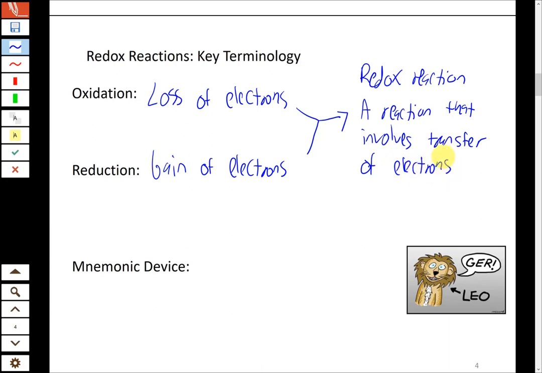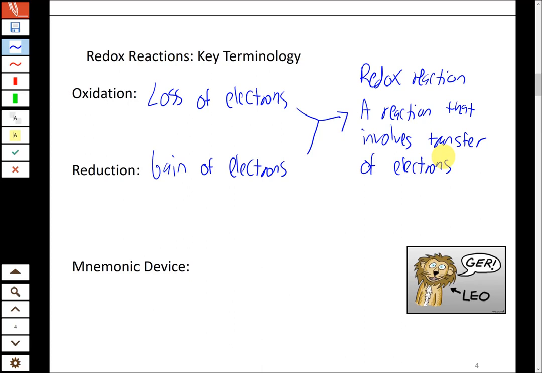All right, so it always involves transfer of electrons between 2 things. And the previous 2 reactions that we talked about do not involve transferring electrons. They involve swapping cations and anions, but no electrons are exchanged between the reactants in an acid base or a precipitation reaction. But in redox reactions, they are.